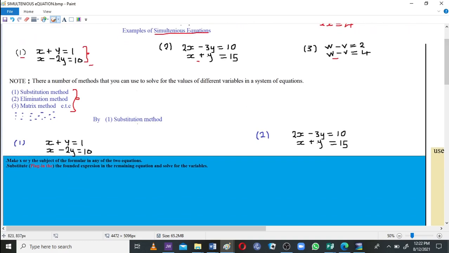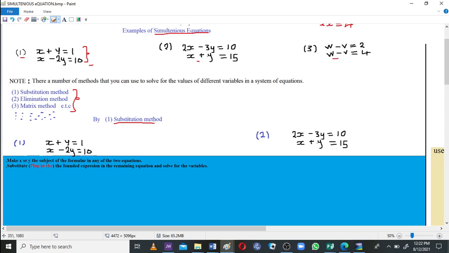We are going to start with the substitution method. We want to look at how we solve simultaneous equations using the substitution method. Here I have put 2 points which you need to remember regarding this method. You need to first of all remember we have two equations. We have a pair of equations in each of the questions above. So what you need to do is choose.